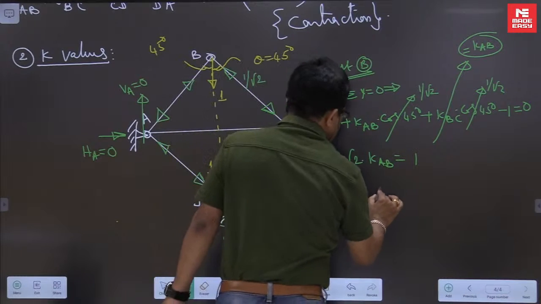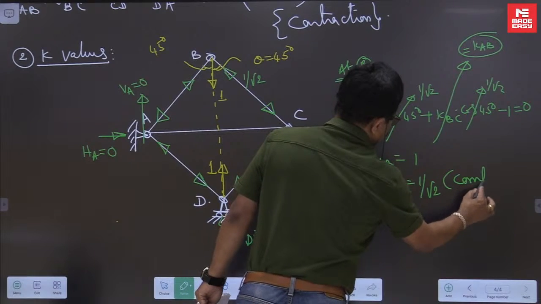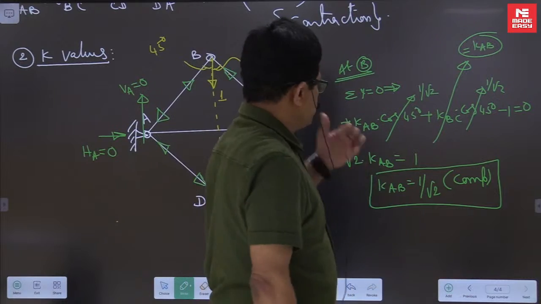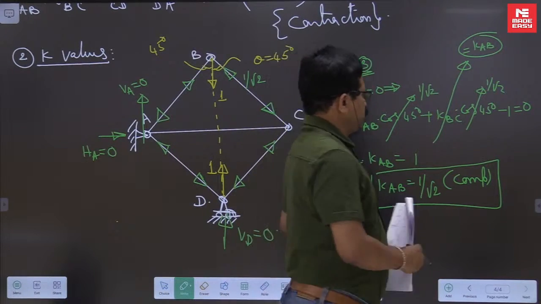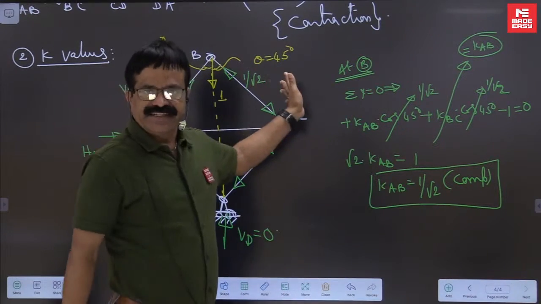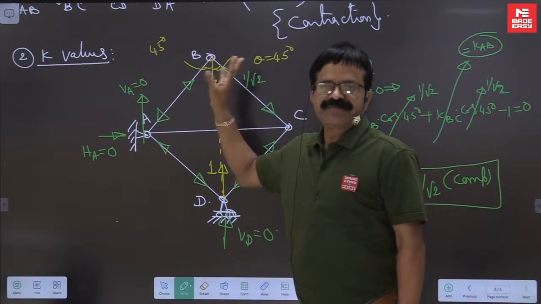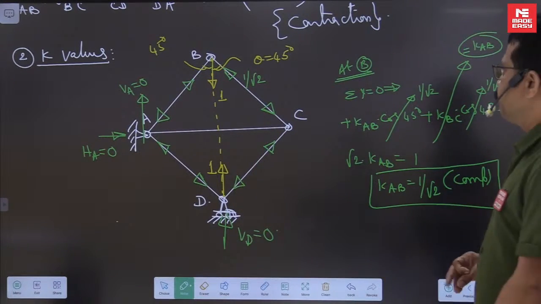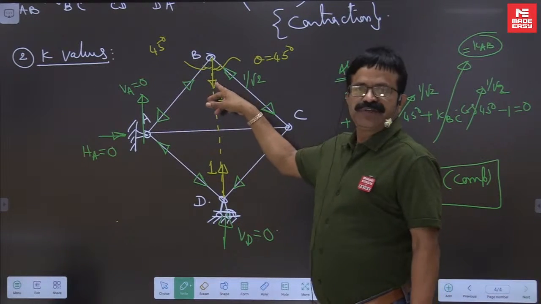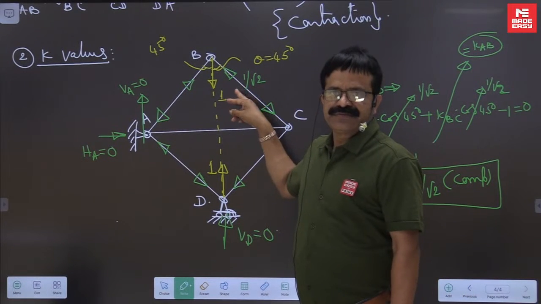So KAB you will get 1 by root 2. Arrow mark is towards the joint, so compression. In the exam, as we used to discuss, we should not write this much without knowing why KAB is 1 by root 2. You should be able to read it: because angles are same, forces must be same. From sigma x is equal to 0 point of view, sigma y is 0. Take some f: f cos 45 plus f cos 45 is equal to 1. So 2f cos 45 is 1, means f must be 1 by root 2.